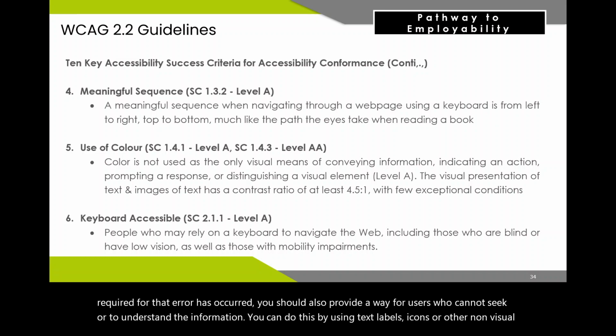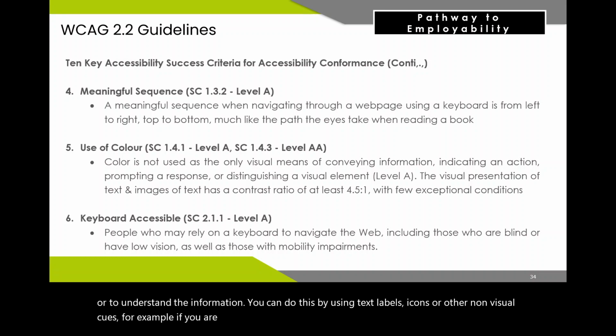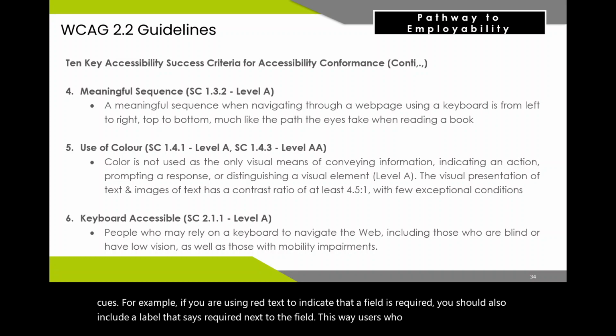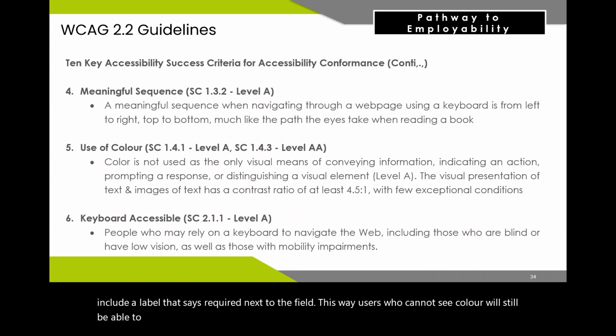For example, if you are using red text to indicate that a field is required, you should also include a label that says required next to the field. This way, users who cannot see color will still be able to understand that the field is required.